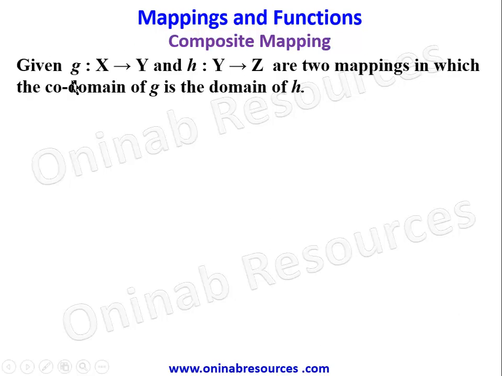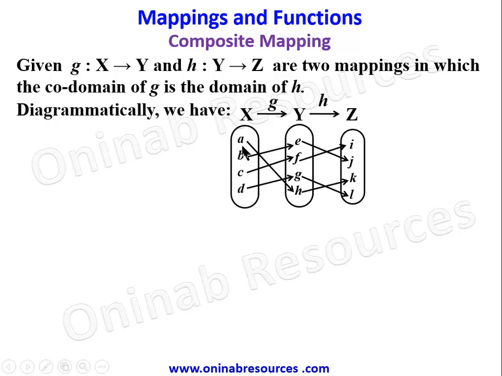So we are given two functions, G and H, as two mappings in which the codomain of G is the domain of H. Diagrammatically we have the two mappings here. For G, A is mapped to H, B is mapped to E, C is mapped to F, D is mapped to G. And for H, E is mapped to J, F is mapped to I, G is mapped to L, and H is mapped to K.